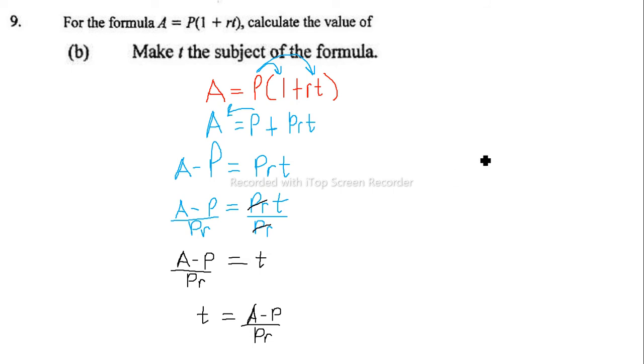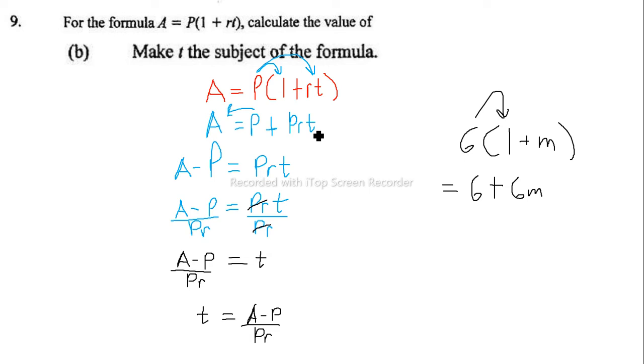It's kind of like if we have, say, 6 open bracket 1 plus m. How would you do this? What would you say? 6 times 1 and 6 times m. Very good. What is 6 times m? 6m. Very good. Now, in a similar manner, p times 1 is p, and then p times rt is prt. Same thing.